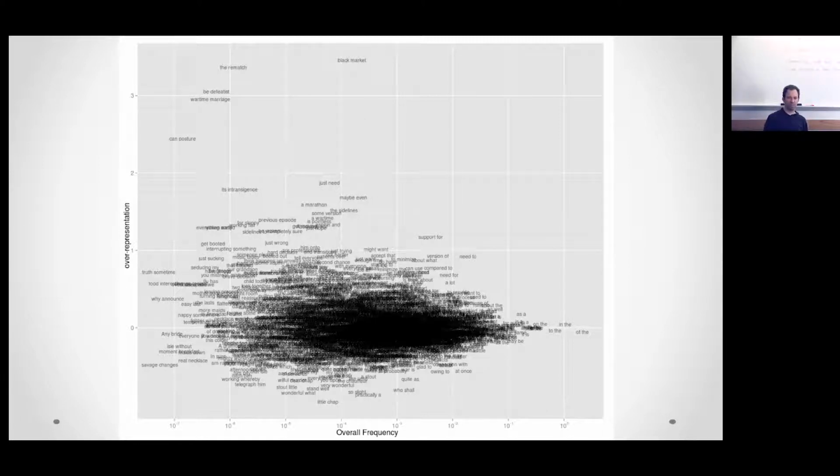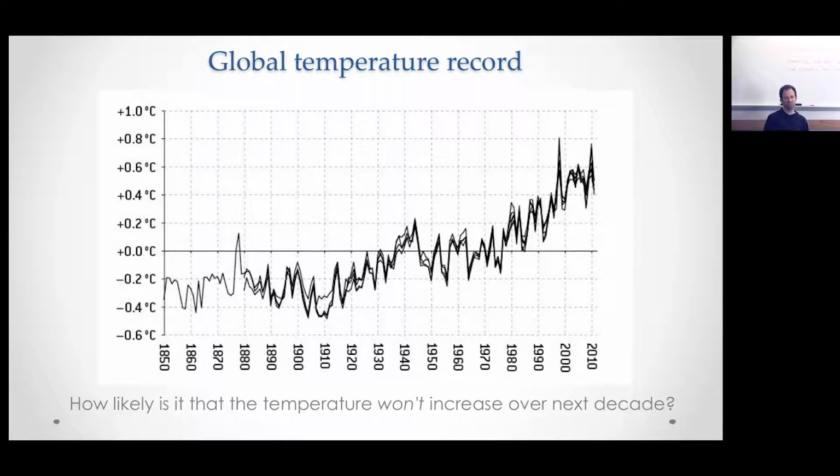Here's another example. This is from The Signal and the Noise, which is Nate Silver's book on prediction. What he's talking about is the claim that the temperature rise stopped. I think now we have data almost 10 years later and it's going up again. But in 2010, people were saying global warming has stopped, look, it's been flat over the last 10 years.